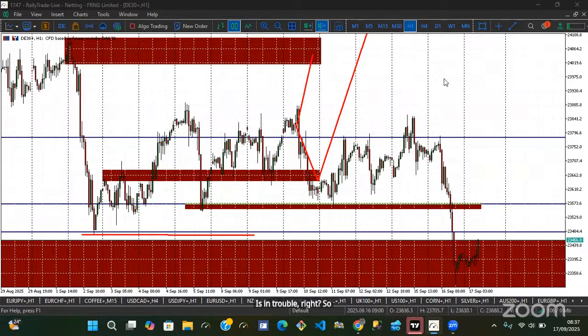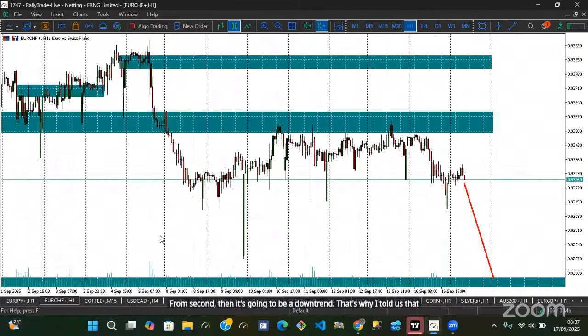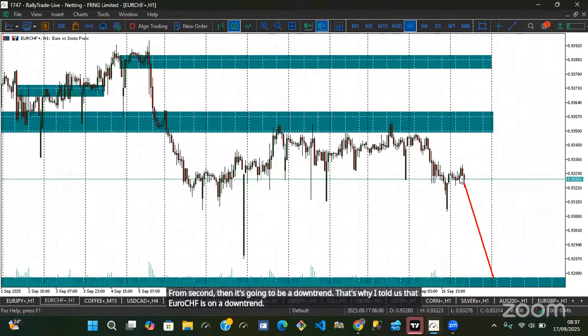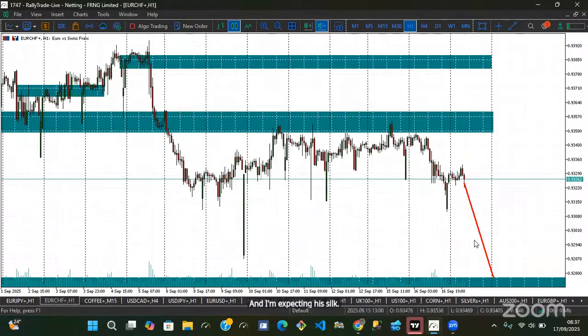So if CHF is the base, if CHF comes first, it's going to be an uptrend. But if CHF is the second currency, like Euro CHF, where CHF is the counter currency, it's going to be a downtrend. That's why I told us that Euro CHF is on a downtrend, and I'm expecting a sell because Euro is the base. It's going to be the weaker currency.